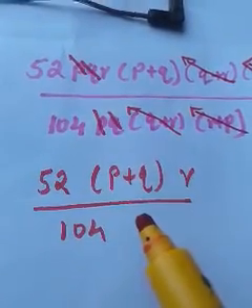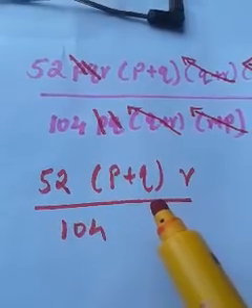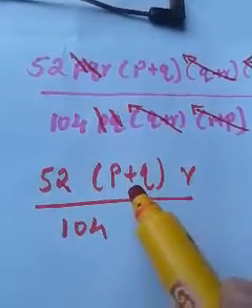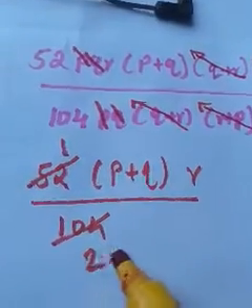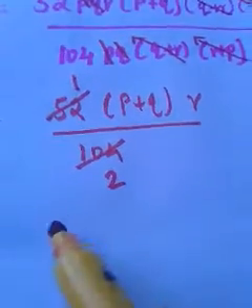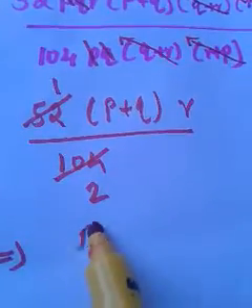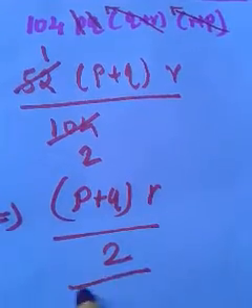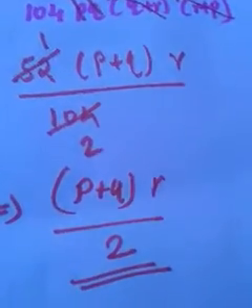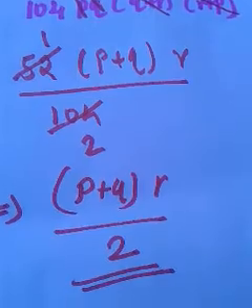Now, can you cancel 52 and 104? Yes, you can cancel, by 52 itself. Why? Because in 52, how many 52s are there? 1. In 104, how many 52s are there? 2. If you have any doubt, just multiply 52 into 2, you will get 104. So what is the final answer? Your final answer will be P plus Q into R divided by 2. This is your final answer: P plus Q into R divided by 2.